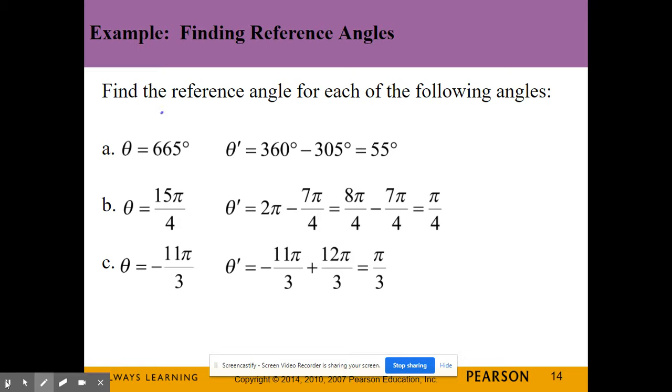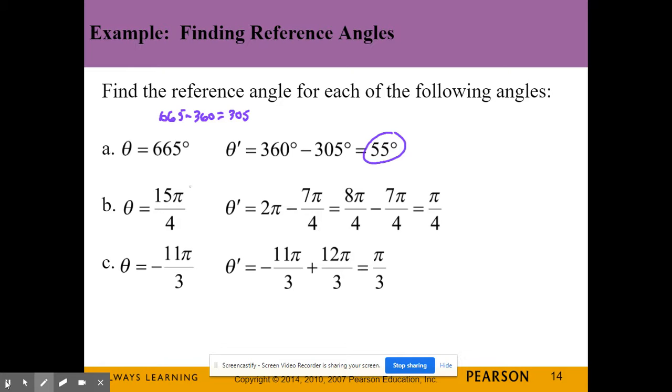So here you would start with 665. The first thing you're going to do is get the coterminal angle first. So you're going to subtract 360 from it, and you get 305. Then that's what you subtract from 360 to get the reference angle, and you end up with 55.